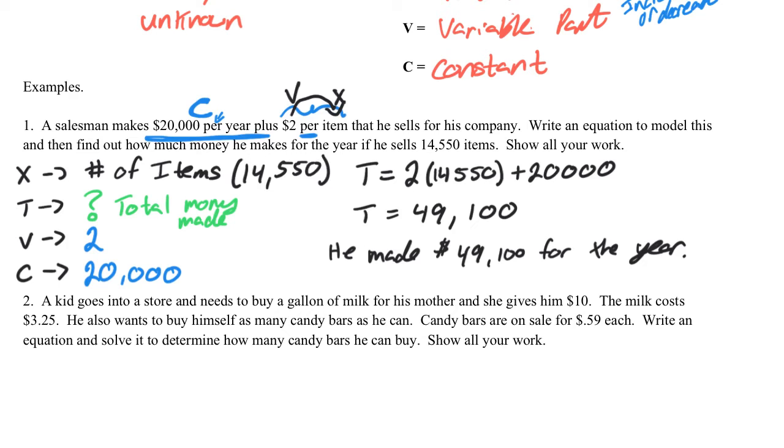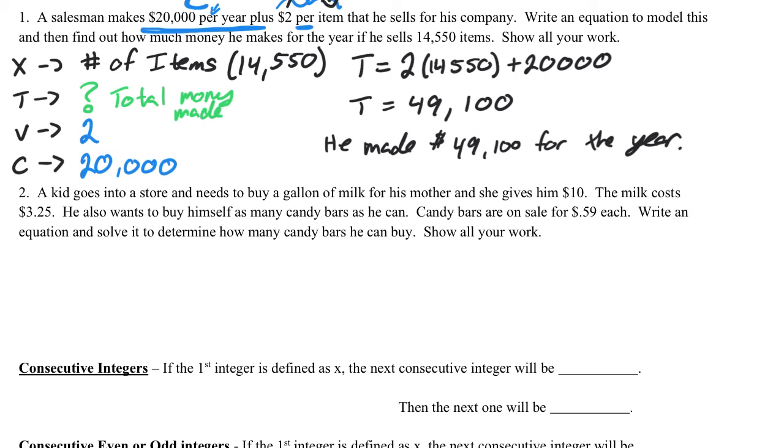Okay, let's do one more. So we're going to set it up very similarly. Okay, so it's the same kind of problem. Kid goes into a store, needs to buy a gallon of milk for his mother. She gave him $10. The milk costs $3.25. He also wants to buy himself as many candy bars as he can. Candy bars are on sale for, we can say that as 59 cents or $0.59 each. Write an equation and solve to determine how many candy bars he can buy.